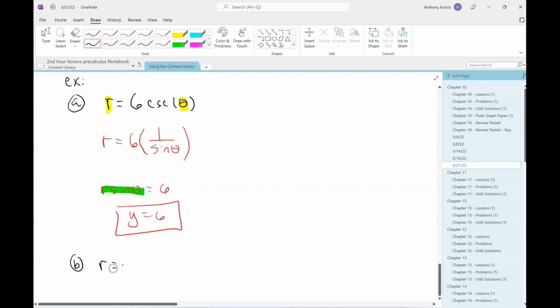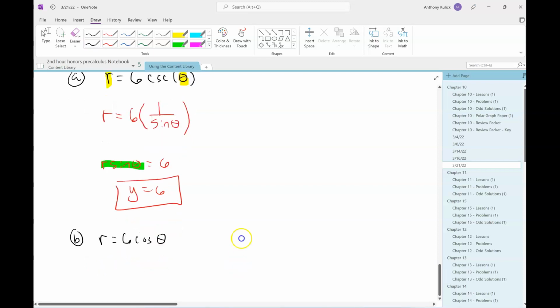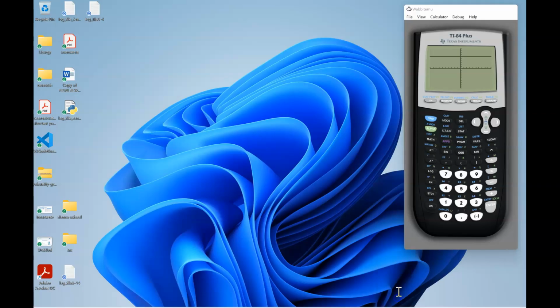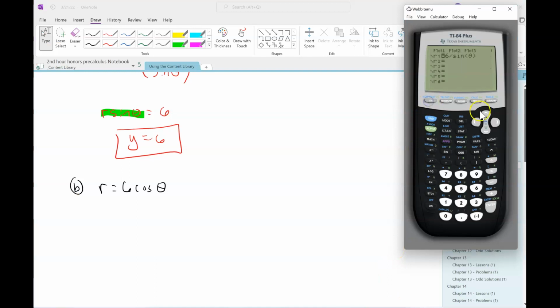So let's say we have r equals 6 cosine theta. Well, this one, although it looks just as simple, turns out to be considerably more complicated algebraically. Let's actually start this time by looking at the picture, just to get a picture of what is going on here. So I'm just going to do 6 cosine theta in my calculator. Uh-oh.